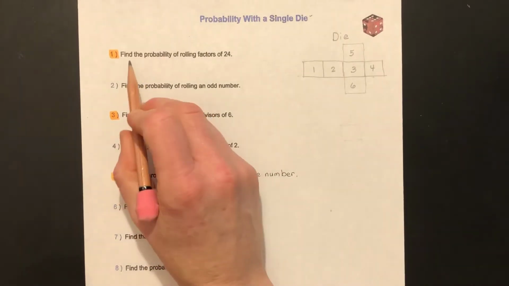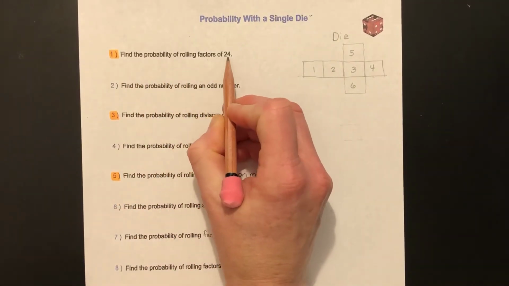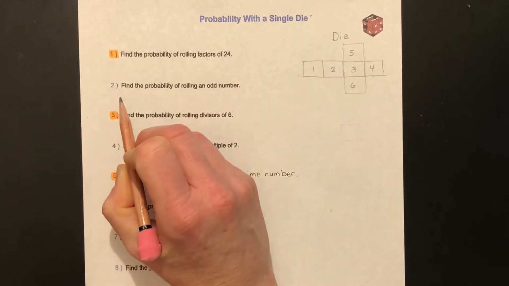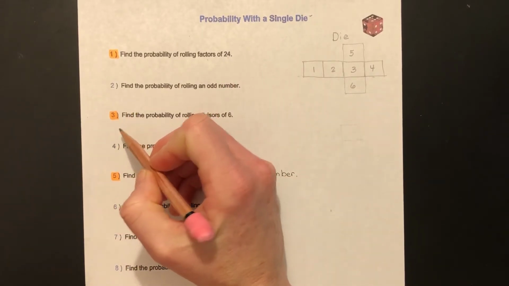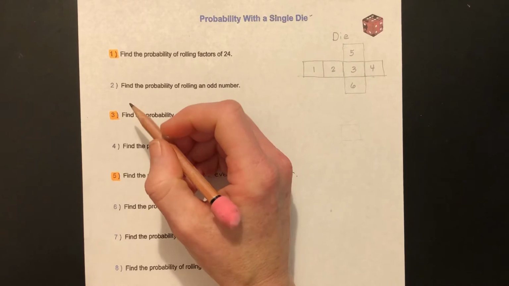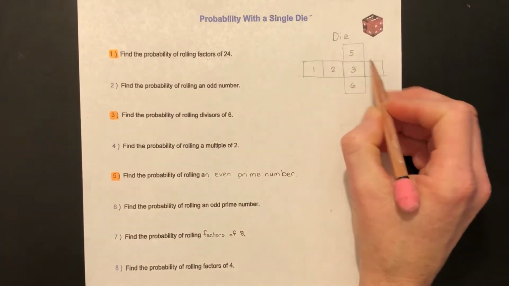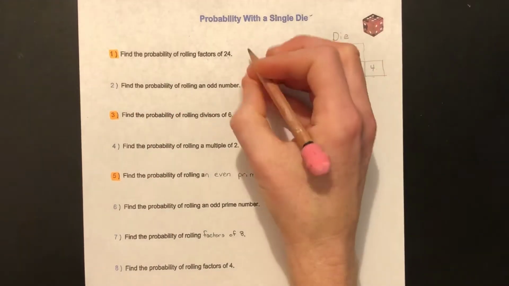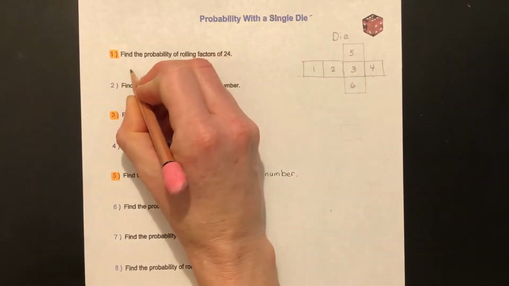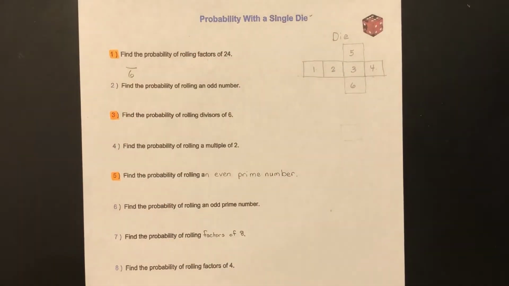Probability. Find the probability of rolling factors of 24. Well, when doing probability, you've got to first identify the number of outcomes. I can have 1, 2, 3, 4, 5, or 6. So there are 6 outcomes. So my probability fraction will have a 6 on the bottom.